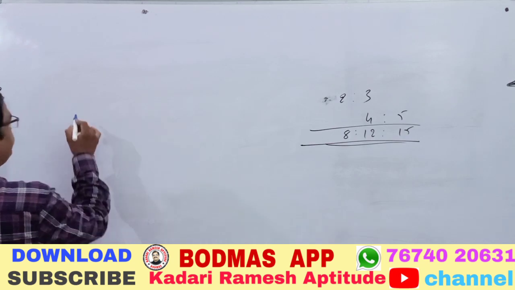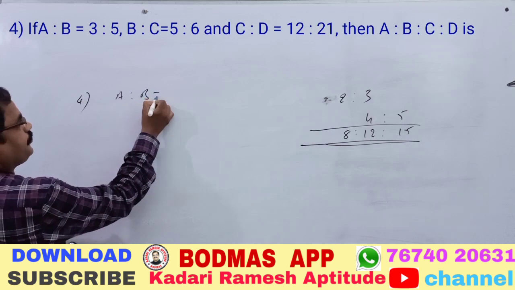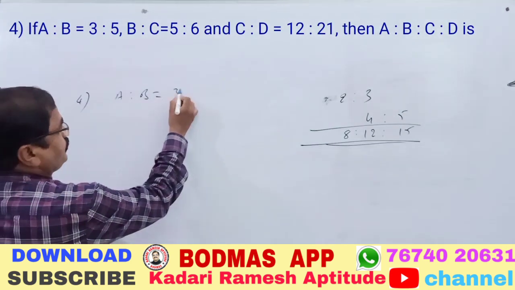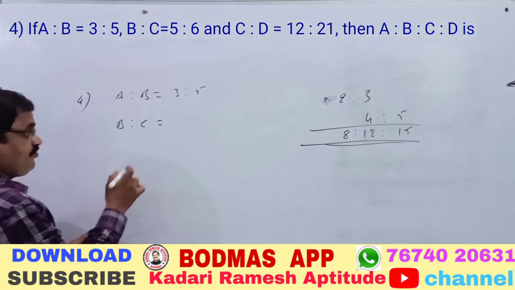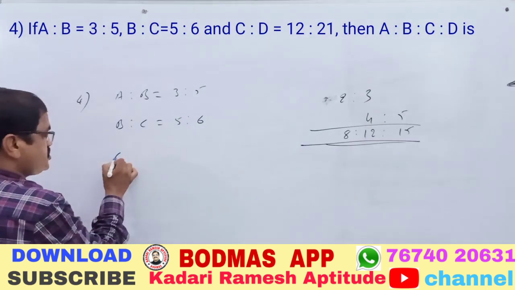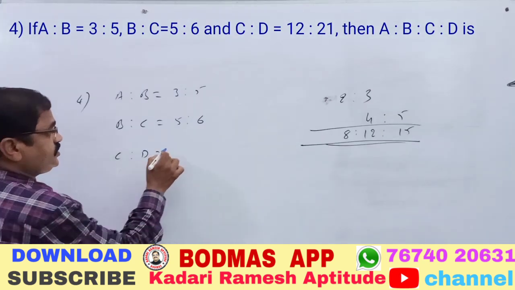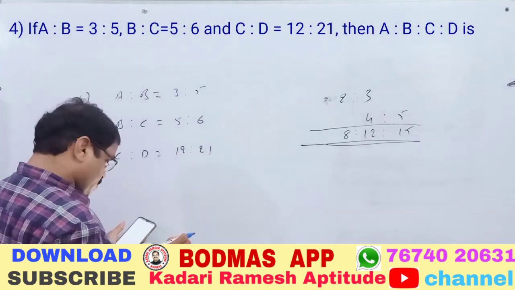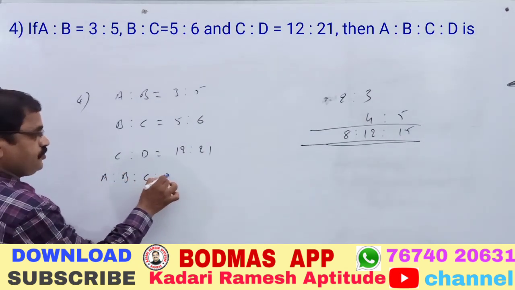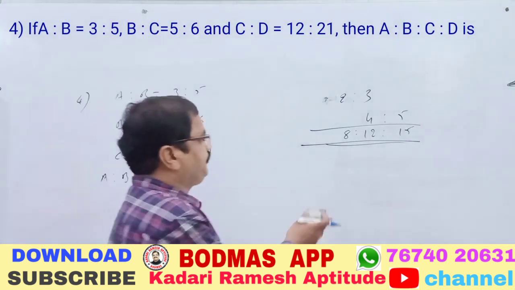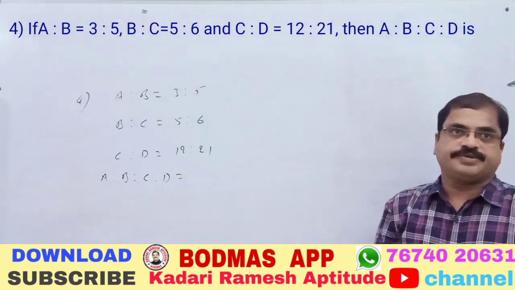Now come to question number 4. A is to B is equal to 3 is to 5. Then B is to C is equal to 5 is to 6. C is to D is equal to 12 is to 21. Now we are asked A is to B is to C is to D. It is a very long question. No problem, let us also solve this question with the shortcut.